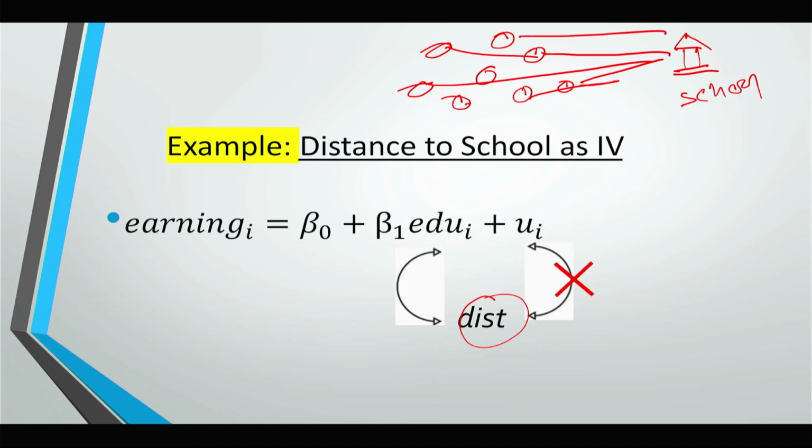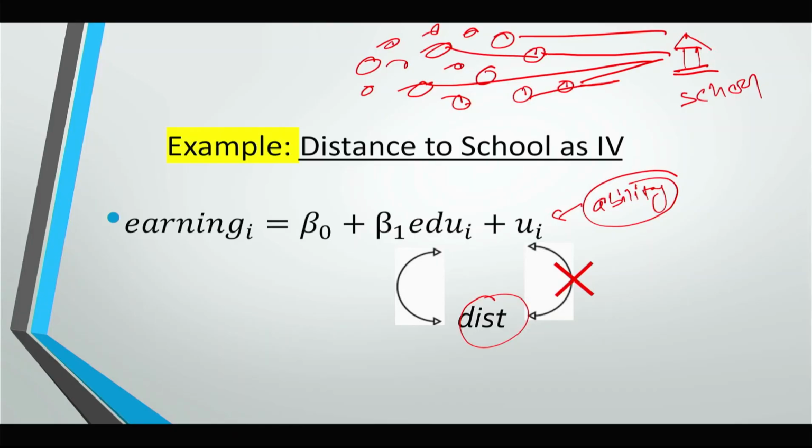The argument will be like this: if ability is embedded within the error term, can the ability of a person determine how far his home will be from the school? No. People start to live somewhere they want, and after that, if the school is built or the school is there, that is the fixed distance for all time, right? That's why ability and distance don't relate to each other, or one cannot determine the other.